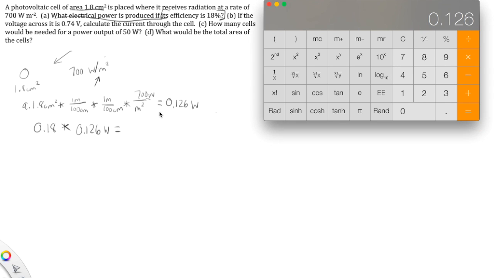0.126 watts of power. So in order to account for the efficiency of 18%, we just have to take 0.18, or 18%, and multiply it by 100% of the power, which is 0.126 watts. And this should give us a power of 0.02268 watts. And that's the answer for part A.